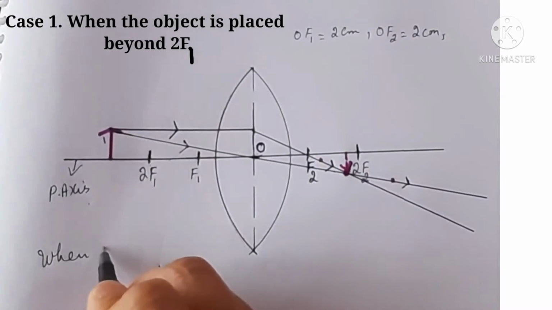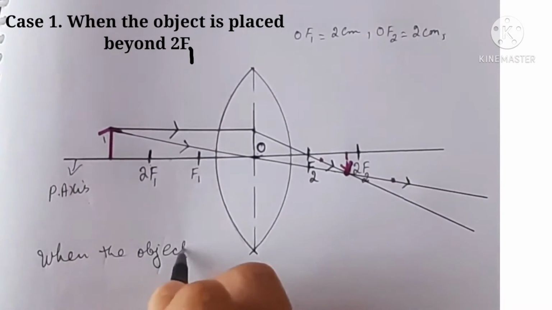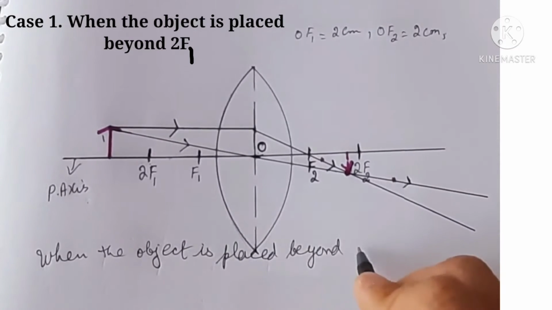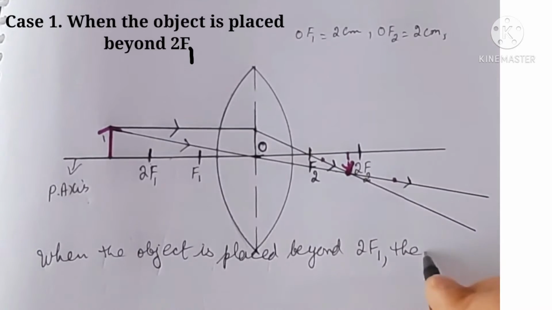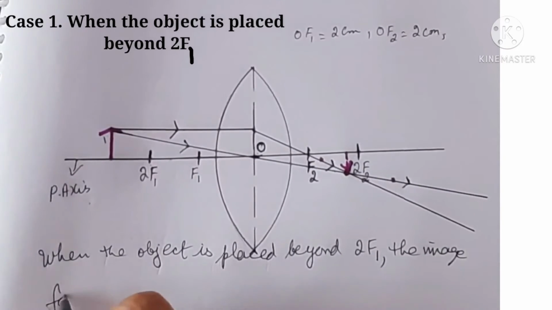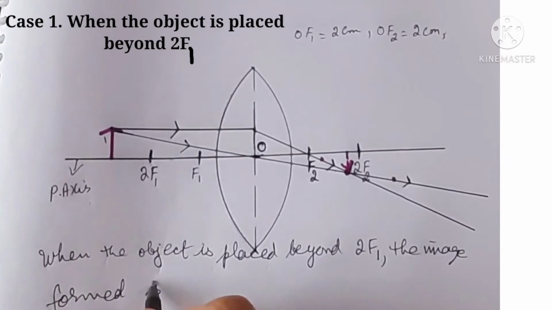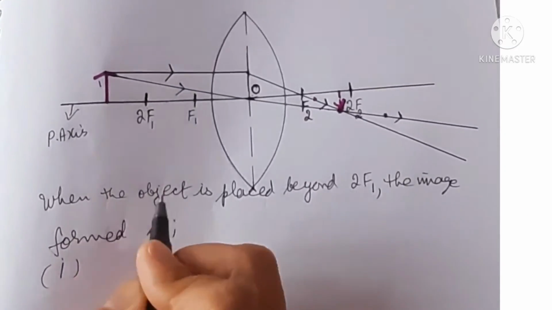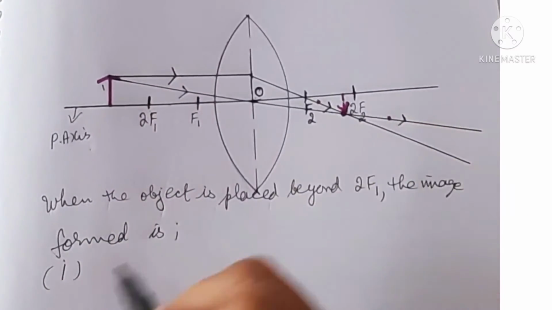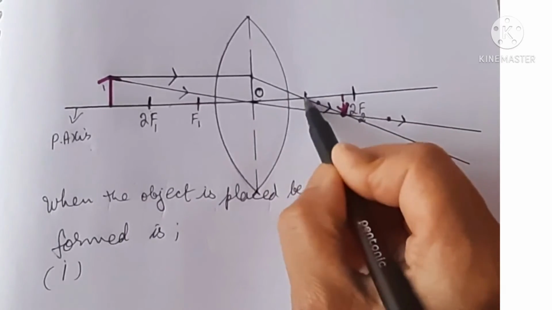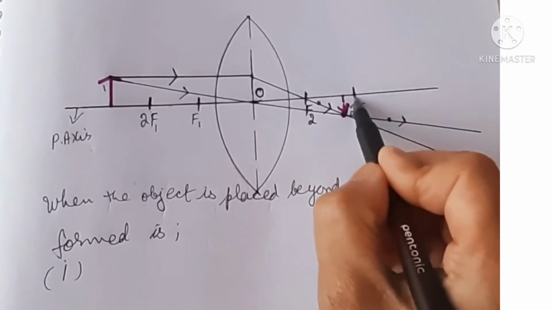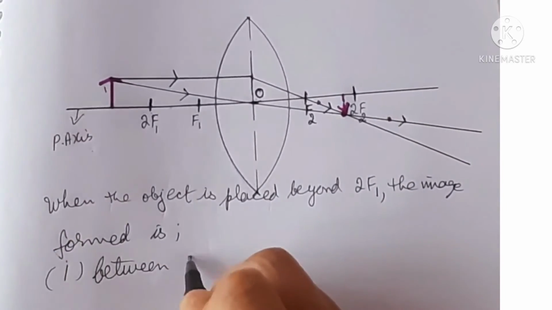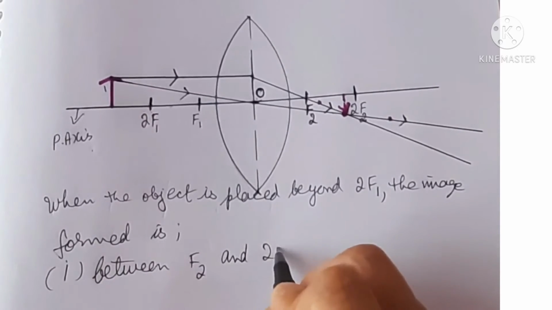Also write in the conclusion, when the object is placed beyond twice F1, the image formed is what? Number one, position. That means you have to find where the image is formed. Look carefully, you'll find that this image is formed between F2 and twice F2. So the image is formed between F2 and twice F2.